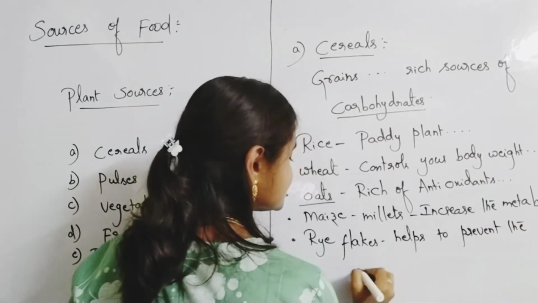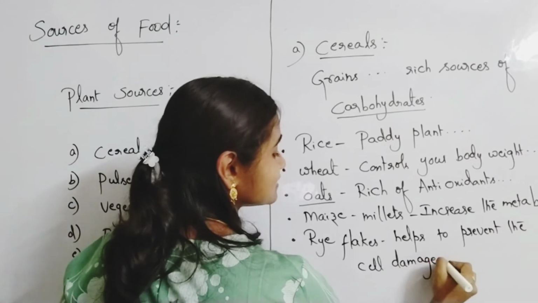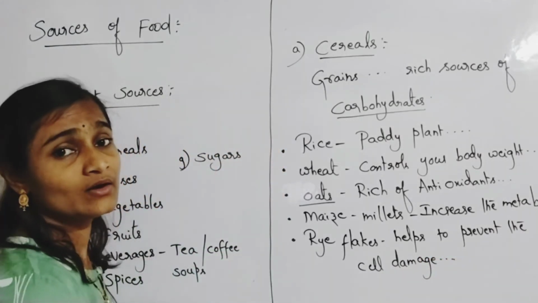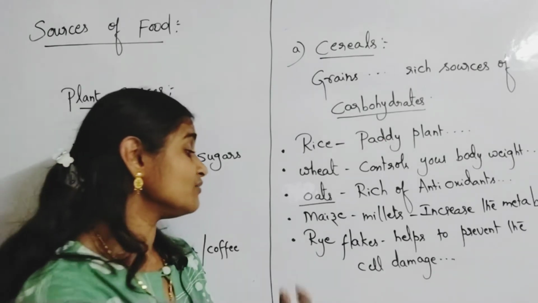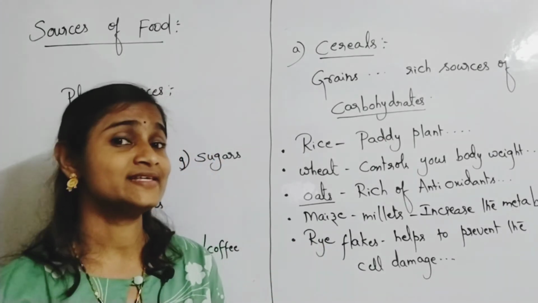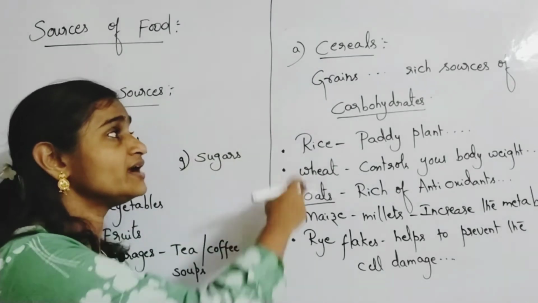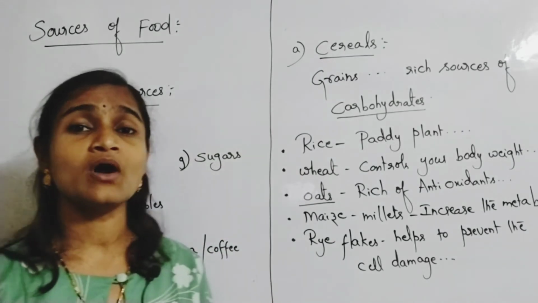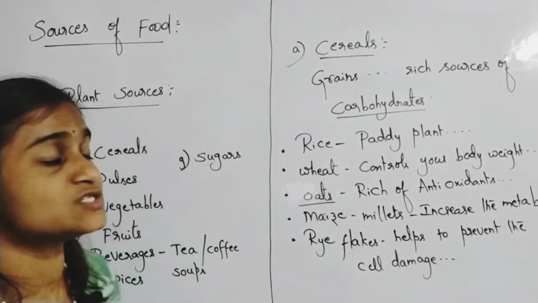Prevent the cell damage. Damaging of cells will happen in our body. So to prevent the cell damage, rye flakes, like corn flakes, will be used. So these are the different examples for what? Cereals. Then we'll move on to the next plant sources.